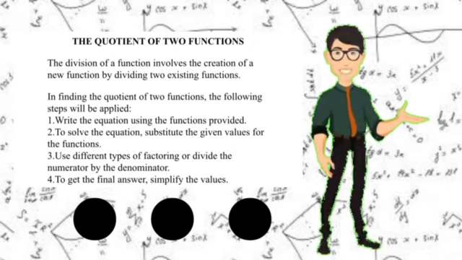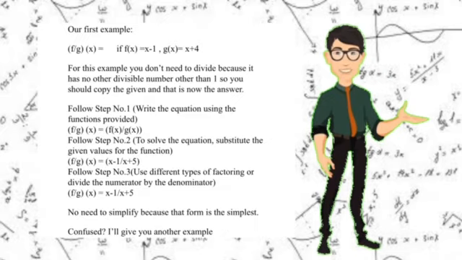1. Write the equation using the functions provided. 2. To solve the equation, substitute the given values for the functions. 3. Use different types of factoring or divide the numerator by the denominator. 4. To get the final answer, simplify the values. Our first example, f divided by g(x) equals, if f(x) equals x minus 1, g(x) equals x plus 4.